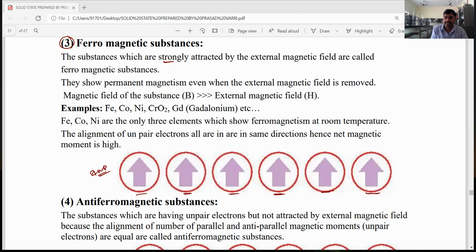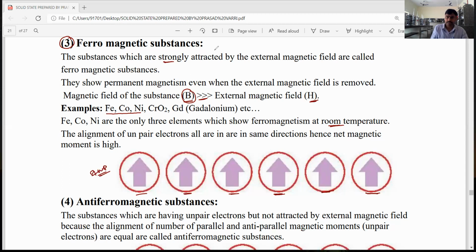In ferromagnetic substances, the magnetic field of the substance, let it be B, is very much higher than the external magnetic field H. Examples of ferromagnetic substances are iron, cobalt, and nickel. These three are very, very important, dear students. Iron, cobalt, and nickel show ferromagnetic nature at room temperature only. Along with that, chromium oxide and gadolinium also exhibit ferromagnetic nature.